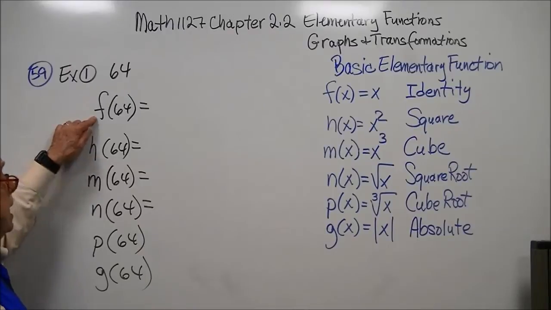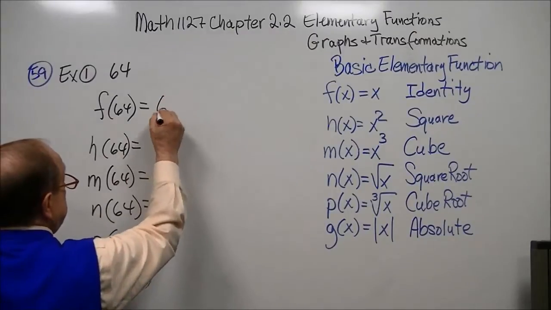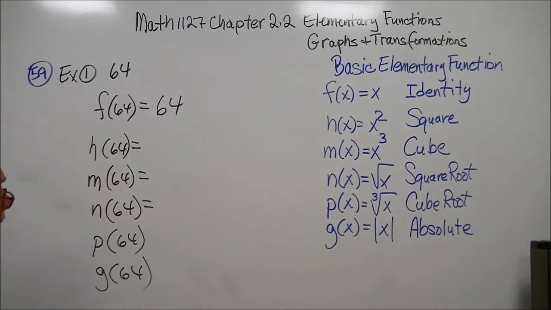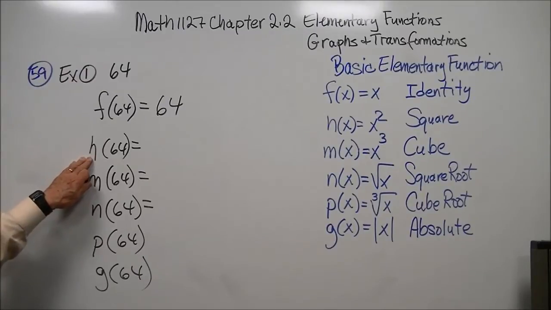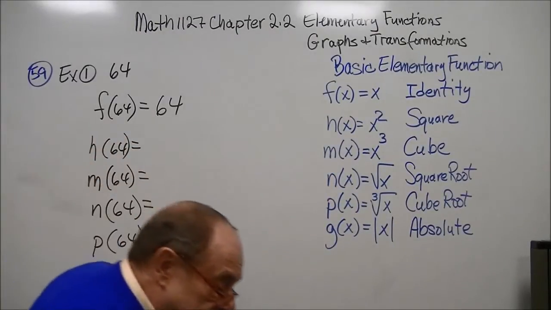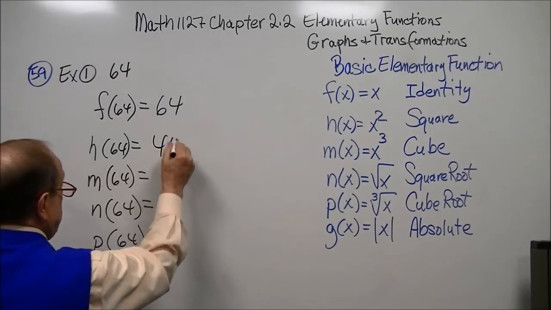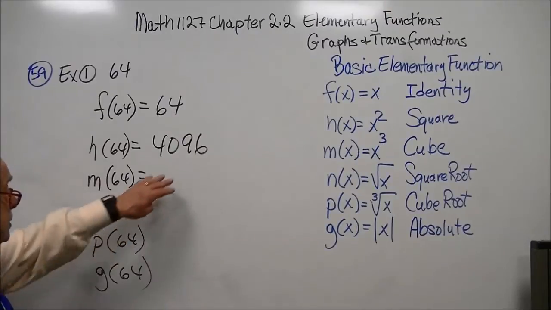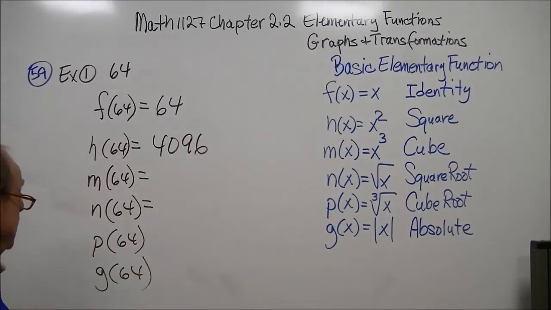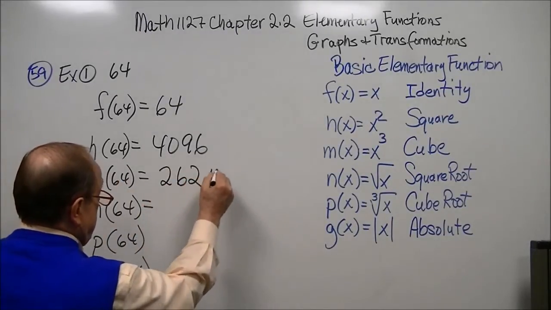So when we use the letter f of 64, the identity, by definition, is just going to be 64. Now, when we have this function of h, we're looking for the square of 64. And the square of 64 is a big number. It's 4,096. And of course, you could use your calculator for that. Now, the cube of 64 is even a bigger number, 262,144.